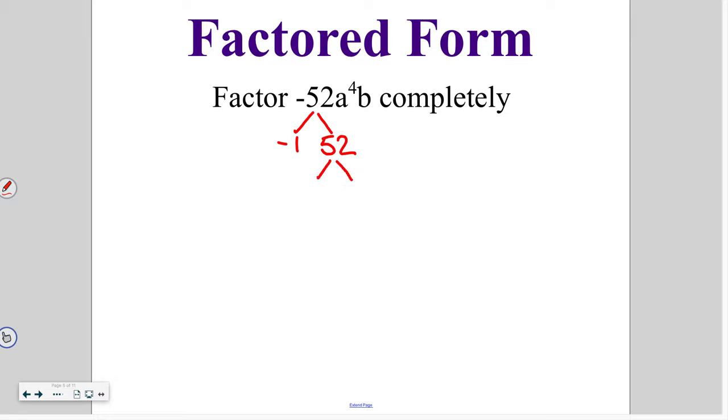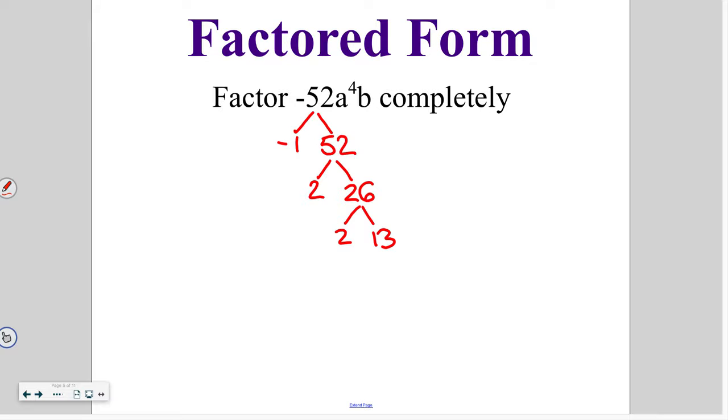Now I need to break 52 down by prime factors. I can divide by 2. 52 divided by 2 gives me 26. Again, I can break that down into 2 times 13. Both 2 and 13 are prime numbers, so my factor tree is complete.